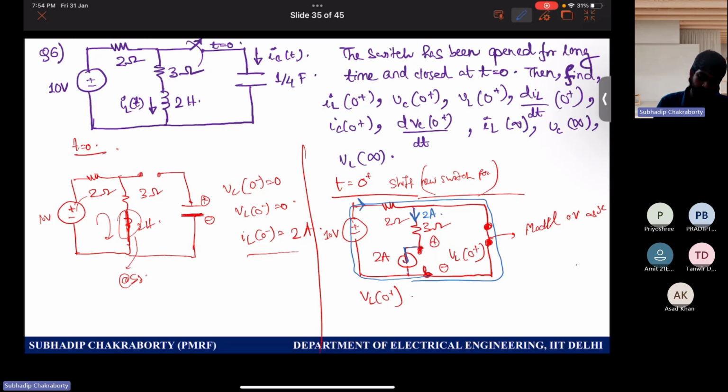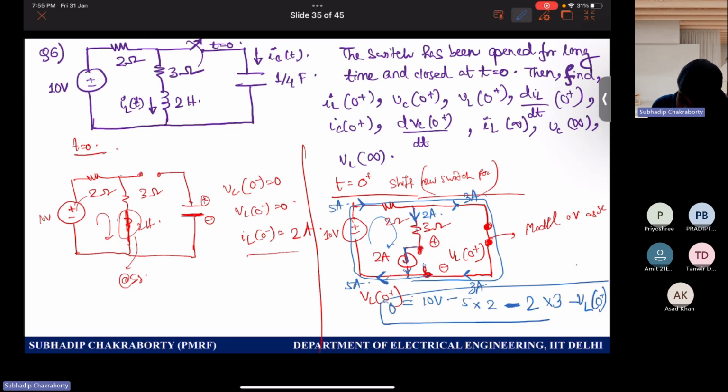So the current pushed from the source is 5 ampere, and it is splitting here as 2 and going as 3 here, and then returning as 3 here, but coming as 2 here and merging at this point to become 5 here. So now to determine VL at 0 plus, form the KVL within this small loop: 10 volt minus, this is how much ampere? 5 ampere. 5 into 2 ohm drop. Then minus another drop, 2 ampere into 3, then again a drop of VL at 0 plus equal to 0. This is the KVL equation that I am writing.